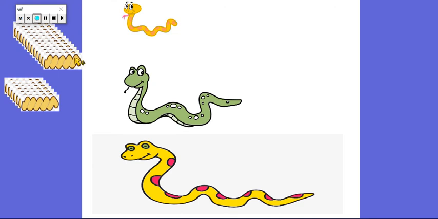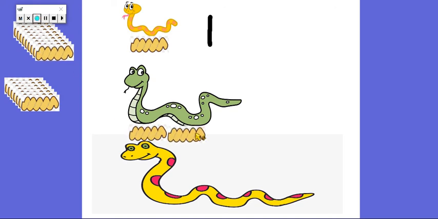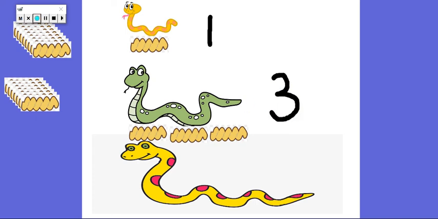Okay, right, now I'm going to have a go at measuring my shortest snake first. And that one is about 1 piece of pasta long. So I'll put a number 1. Then I'm going to measure my middle snake, making sure I start at one end. 1, 2. Oh, that one's 3 pieces of pasta long. So I'll do a number 3.